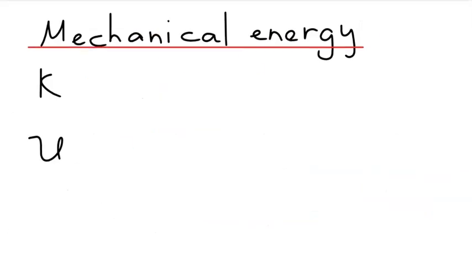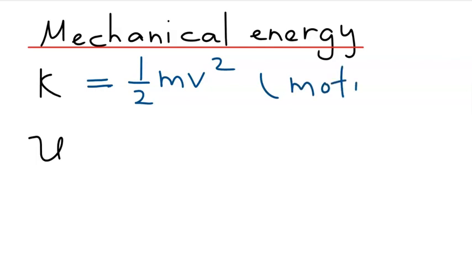There are two types of mechanical energy. The first one is kinetic energy, whose expression is given by half times the mass times the square of the speed of the moving object. So this mechanical energy is associated with the motion of an object.